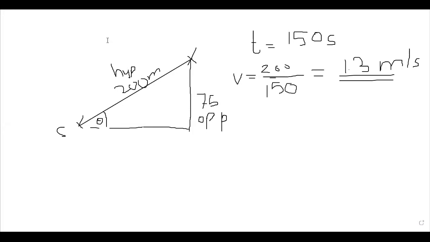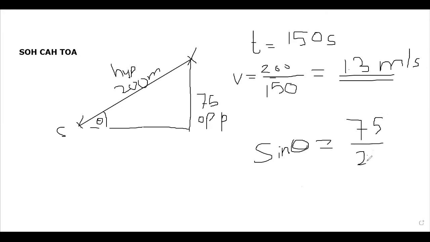We know that the magic words are SOH CAH TOA. Use sine theta equals opposite over hypotenuse. That's right. So sine theta equals 75 over 200. Then we find theta by doing sine inverse.